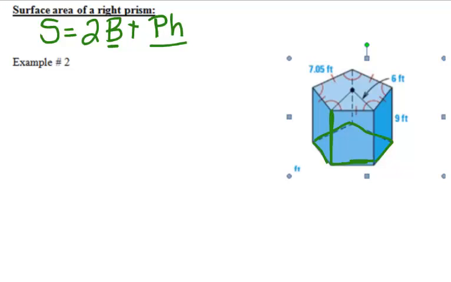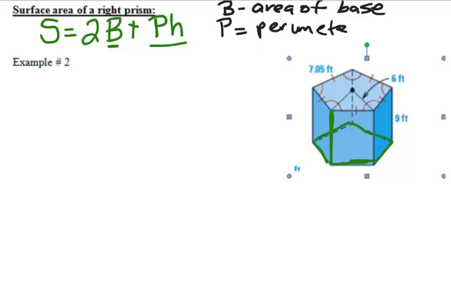So let's look at an example. Well, first let's go and define these. Bases, capital B, means area of base, and the P is your perimeter. H is the height. Okay, so let's look at the example on the right.